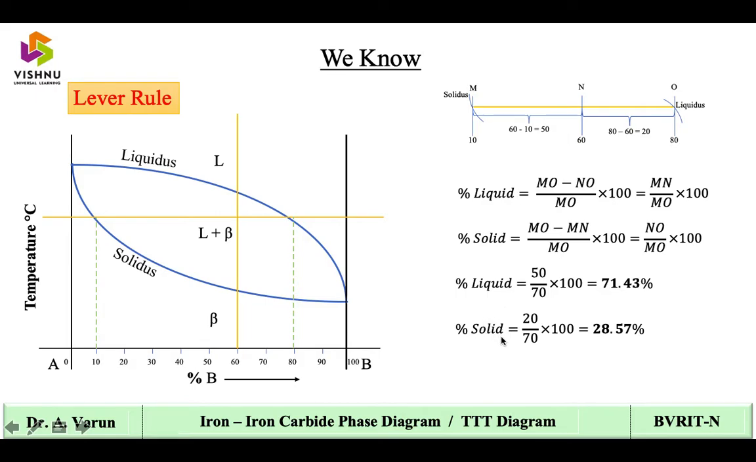Similarly, for the solid, you may do it as 100 minus that value and write it as 28.57, or you may also calculate it directly this way. So this is very important for us to calculate the different weight percentages, even for the iron carbide phase diagram. We are going to see that.